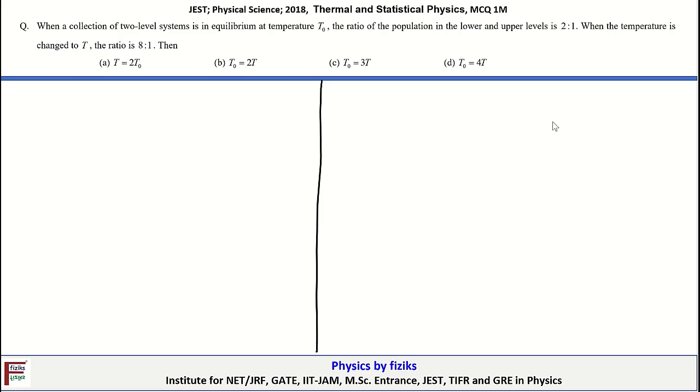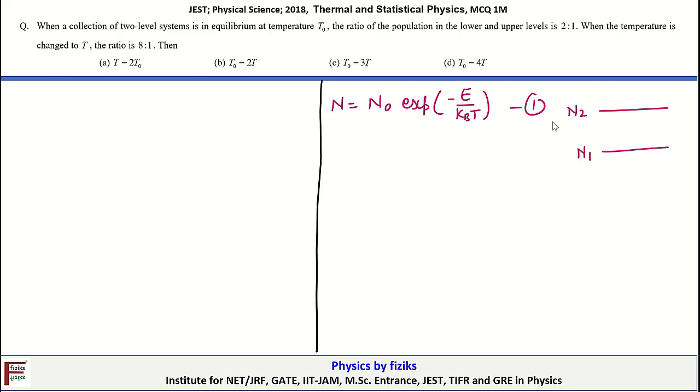So we are having a two level system. It's basically a collection of two level system. Let n1 be the number of particles in the ground state and n2 be the number of particles in the excited state. The relationship between the particles in a state and the total number of particles is given by n equals n0 exponential minus E upon kBT. That's the general result. Let's call this equation 1.